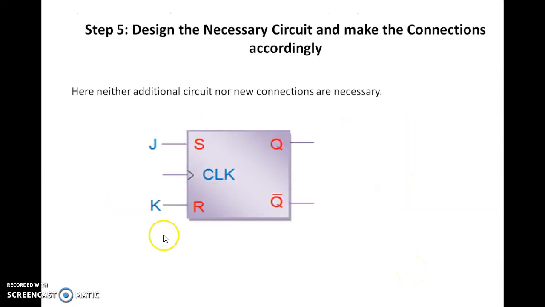Now the final step is to design the necessary circuit and make the connections accordingly. Here we don't require any additional circuitry, like extra AND gates or anything. So we got J as S and K as R. Just make these connections and you're done with this.